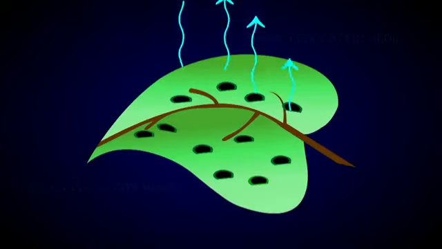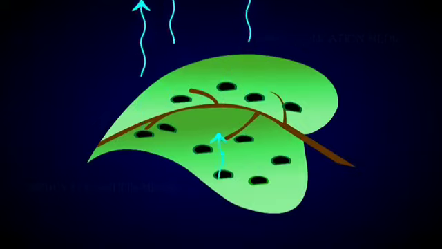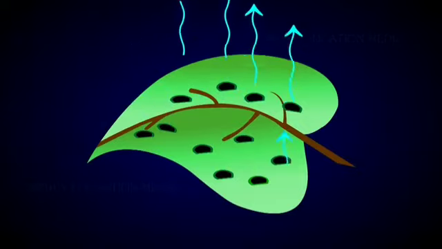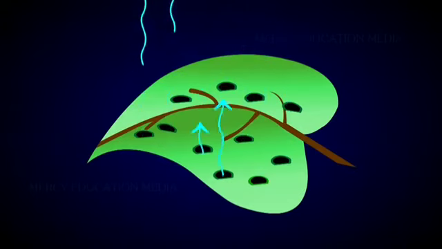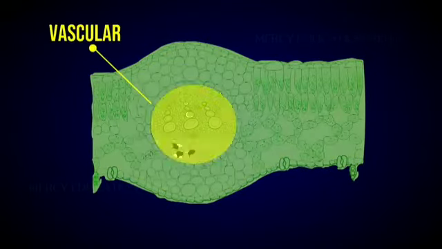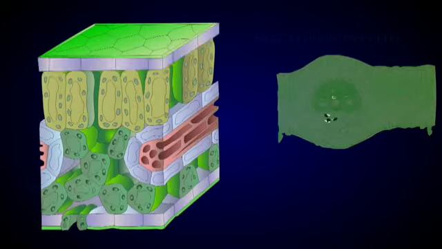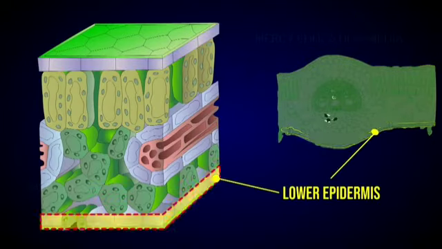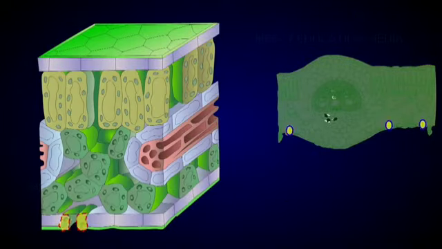Next topic is internal structure of dicot or dorsiventral leaf. Example, mango leaf. The transverse section of the leaf shows the following structures. First, upper epidermis. This is the outermost layer made up of single-layered parenchyma, without intercellular space. The outer wall of the cells is cuticularized. Stomata are less in number.